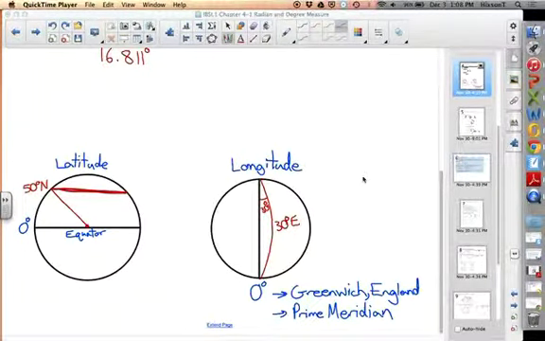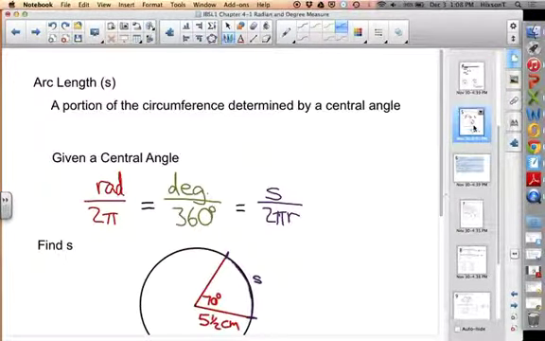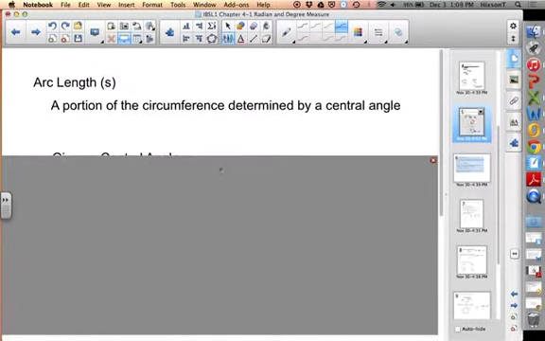We left off. Today what I want to look at is one application of latitude and longitude, but it's also an application of a lot of other things. To start with here, we're going to look at what's known as arc length. Now, arc length is a distance.